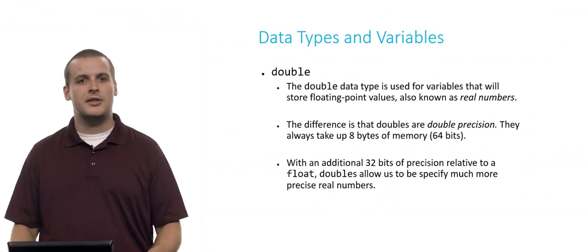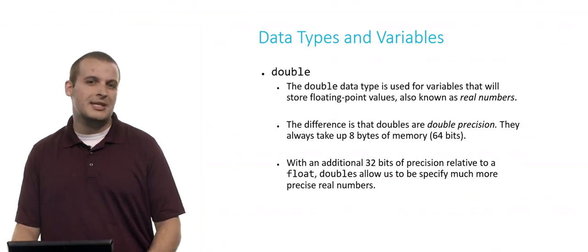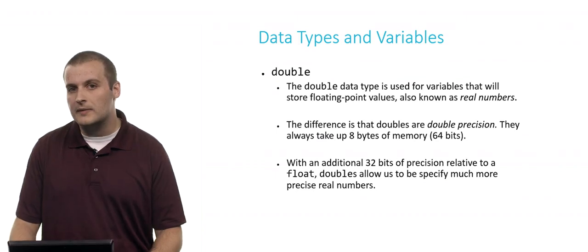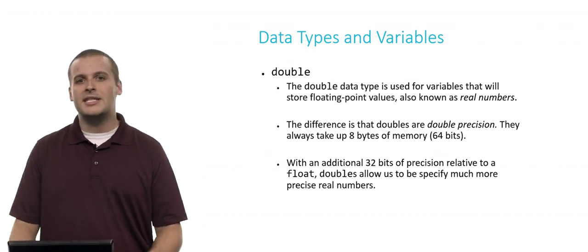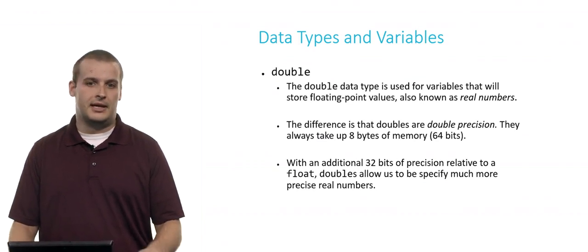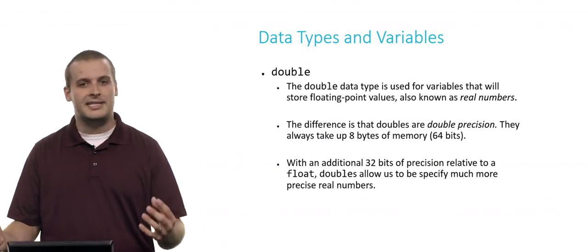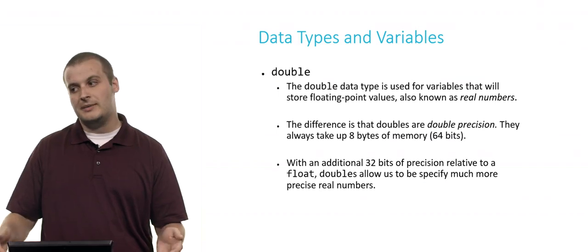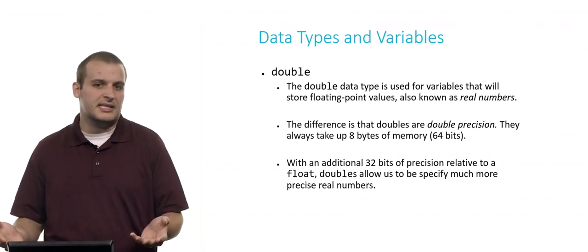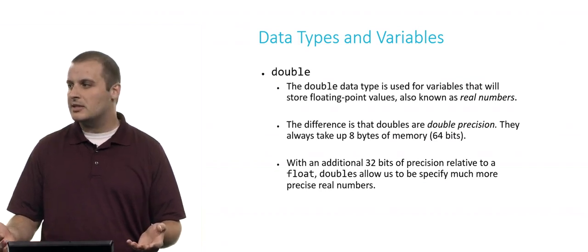Now, fortunately, there's another data type called double, which somewhat deals with this problem. Doubles, like floats, are also used to store real numbers or floating point values. The difference is that doubles are double precision. They can fit 64 bits of data, or 8 bytes. What does that mean? Well, it means we can be a lot more precise with a decimal point. Instead of having pi to 7 places, maybe with a float, we can maybe have it to 30 places.